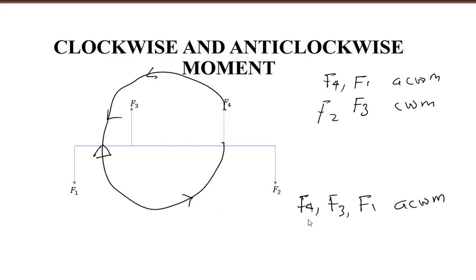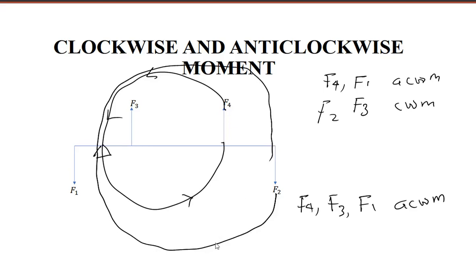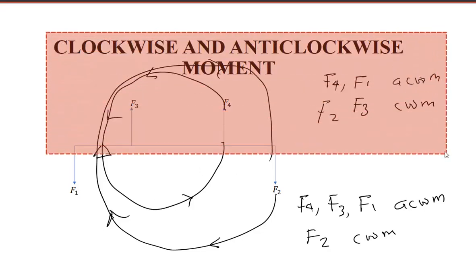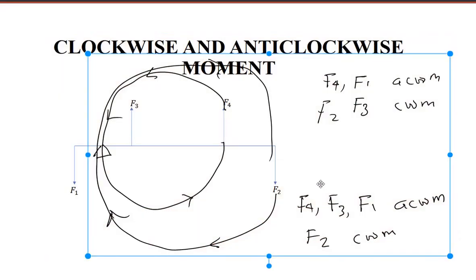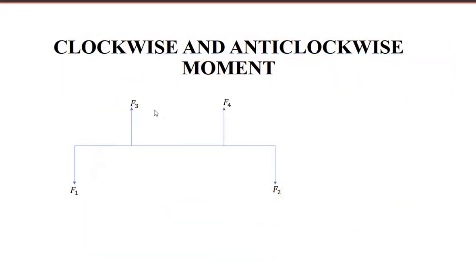Anti-clockwise. F4 is anti-clockwise. Now what about F2? The force is moving out, in the direction like this. That is moving clockwise. So only the force F2 gives us clockwise moments. So you can see that the concept of clockwise motion depends on the point of rotation. If the point of rotation changes, then the movement will also change.